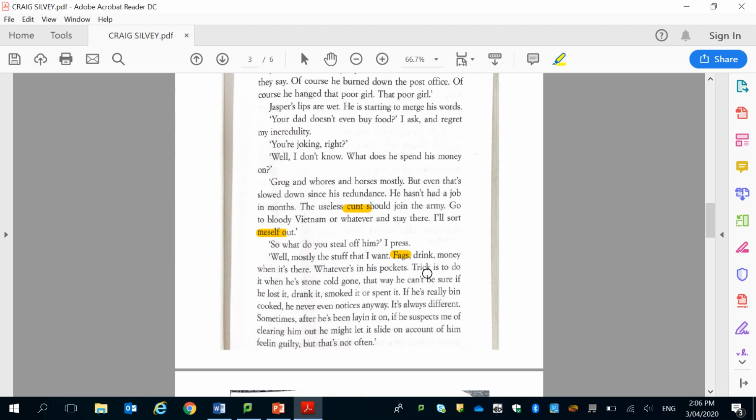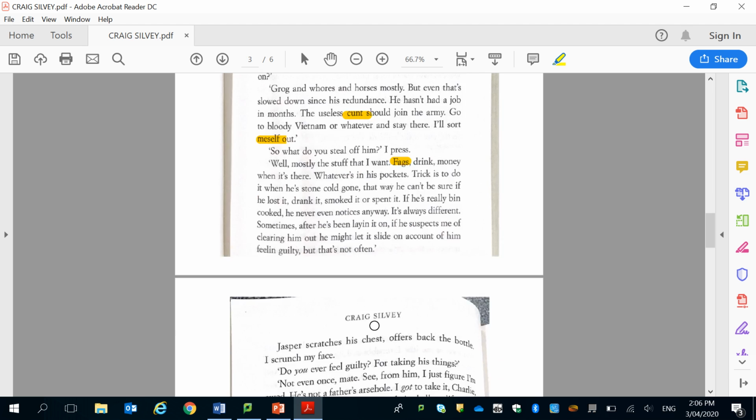Whatever's in his pockets. Trick is to do it when he's stone cold gone. That way he can't be sure if he lost it, drank it, smoked it, or spent it. If he's been really cooked, he would never notice anyway. It's always different. Sometimes after he's been laying it on, if he suspects me of clearing him out, he might let it slide on account of him feeling guilty.